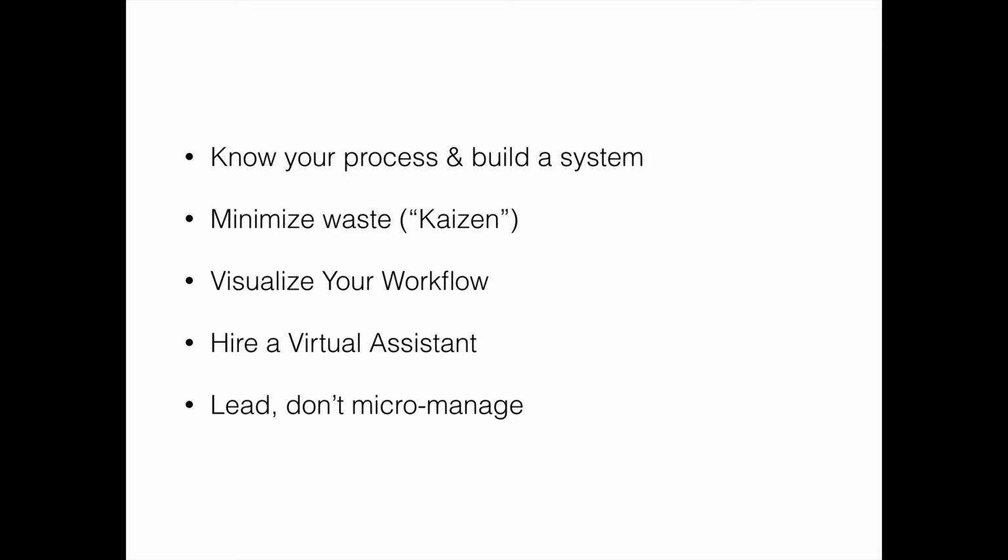So that's number one. Number two, really these are in no particular order, but these are things you need to start considering. Number two is minimize waste, and in the lean approach, this is Kaizen, really focusing on continually improving your process. So minimizing the waste is looking for steps in your process that aren't contributing to the end goal.